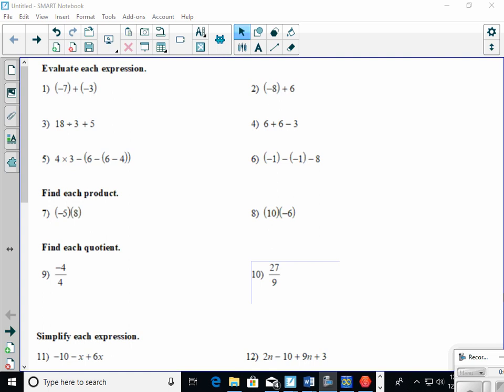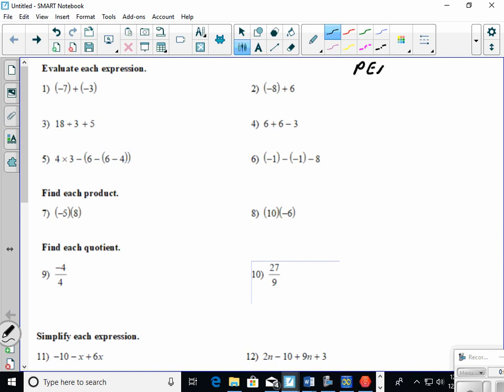All right, so here we're going to go over the review for the first semester tests. So we'll start off fairly easy. We're working with order of operations. If you remember your order of operations, your PEMDAS: parentheses, exponents, multiply, divide, and add and subtract.